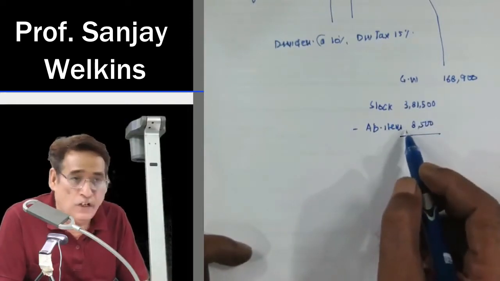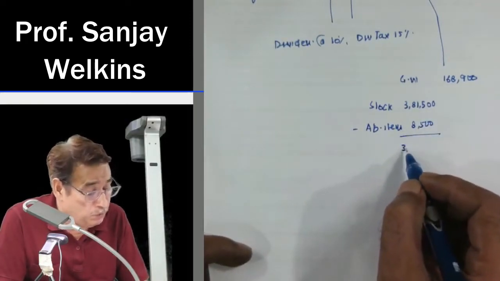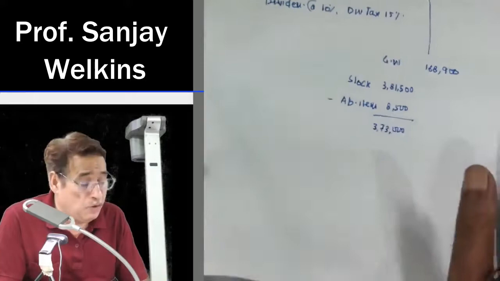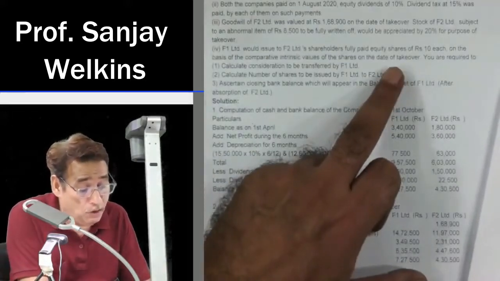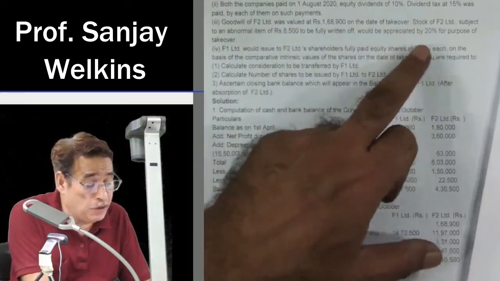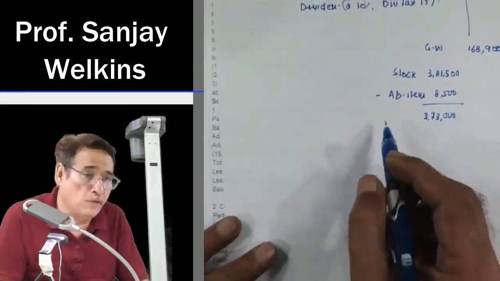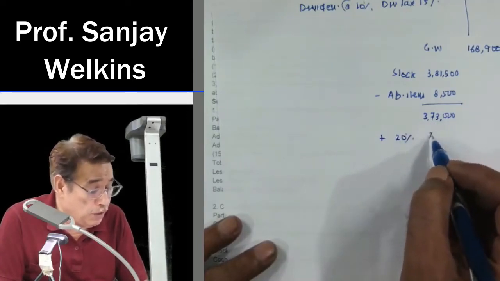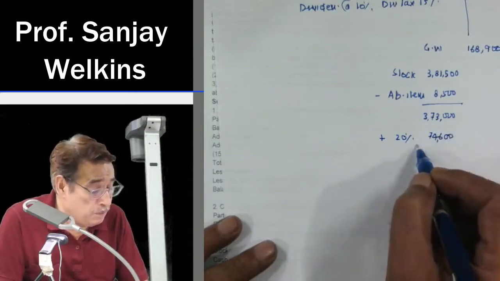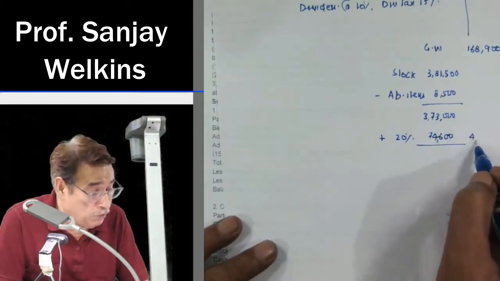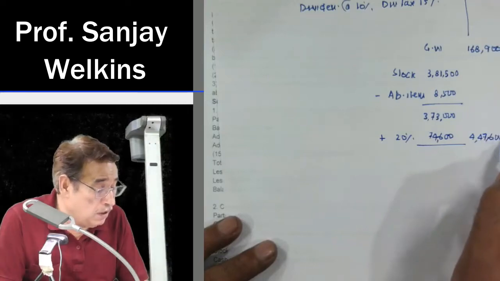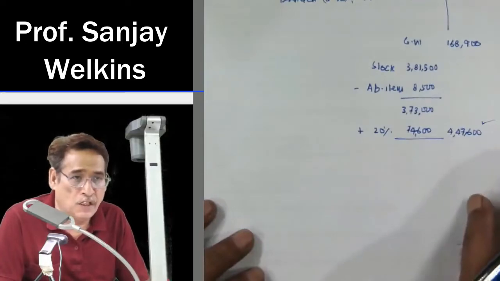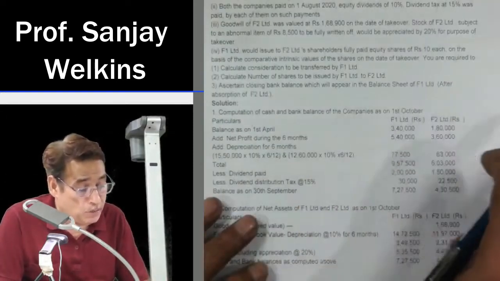So, when I write it off, my stock will come down to 3,73,000. And then the question says that after writing it off, it would be appreciated by 20% for the purpose of takeover. So now I will take 20% of this 3,73,000. It will be equal to 74,600. And if I add it, it will be equal to 4,47,600. That means stock of F2 Limited was taken over at this particular value. Is it clear to you or not? This is what we mean by this particular line.